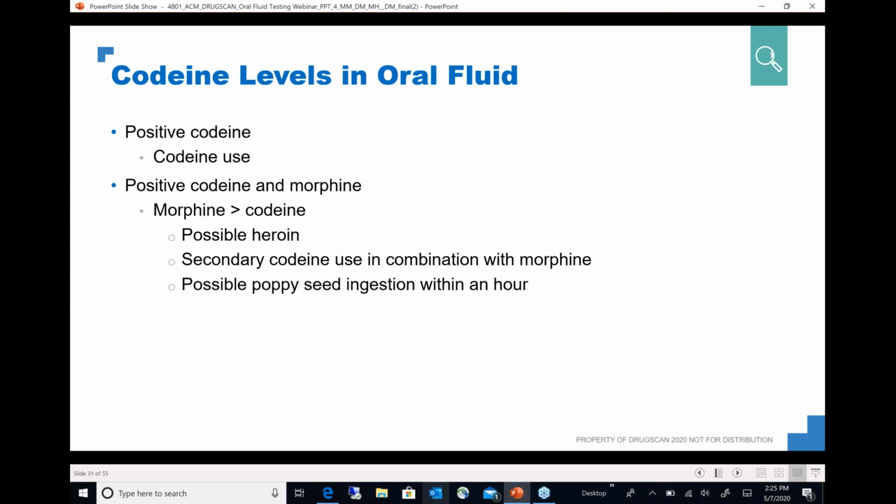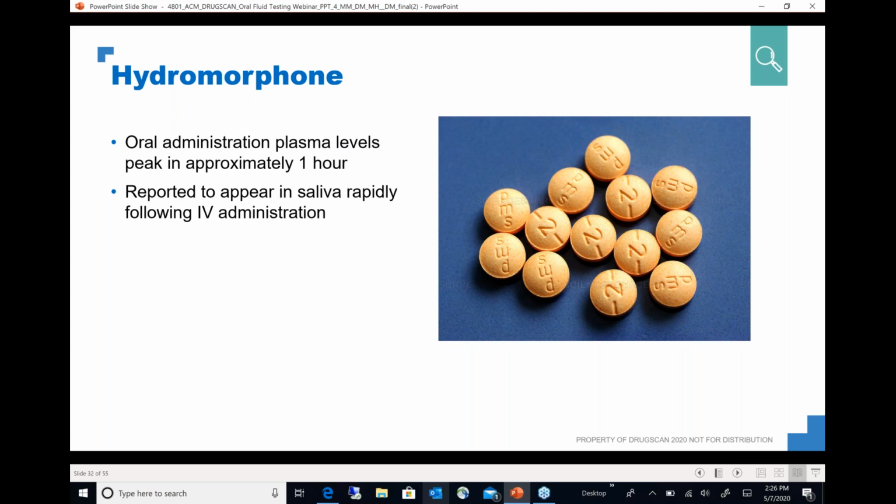Codeine levels in oral fluid. Positive codeine is indicative of codeine use. Positive codeine and morphine. Morphine greater than codeine, possible heroin, or secondary codeine use in combination with morphine ingestion, or again, poppy seeds within an hour. Hydromorphone. Oral administration of hydromorphone, you will see plasma levels peaking in approximately 1 hour, and it will appear in saliva relatively rapidly after that in both oral and intravenous administration.